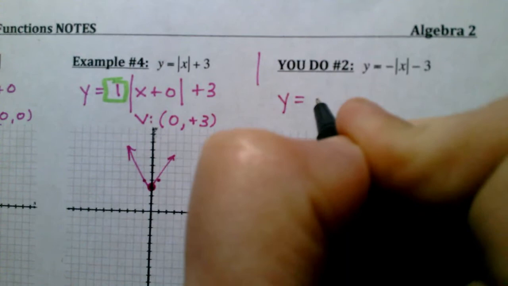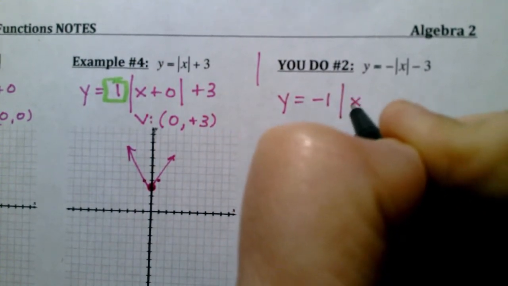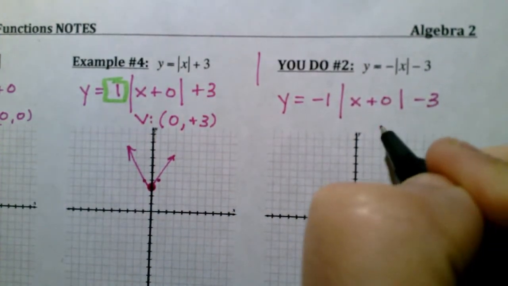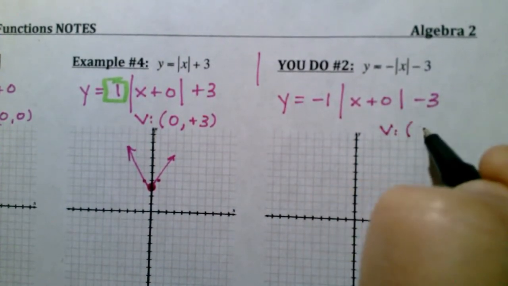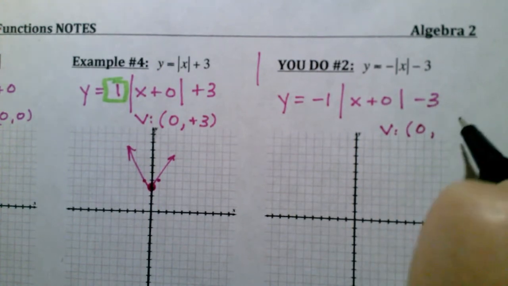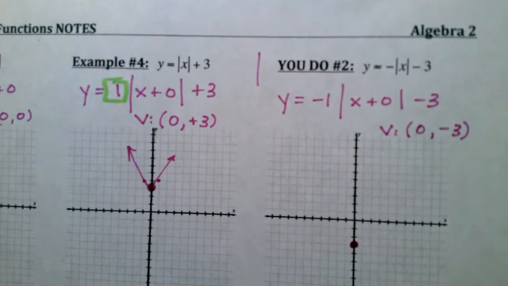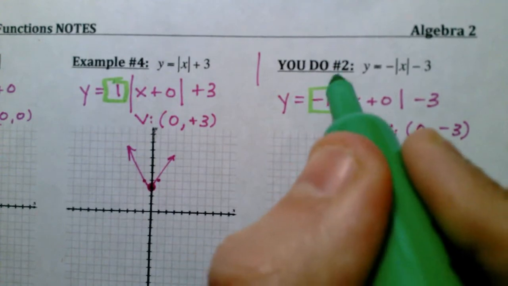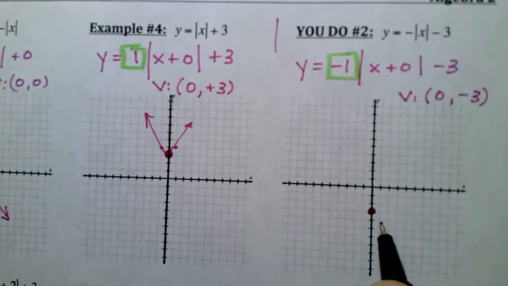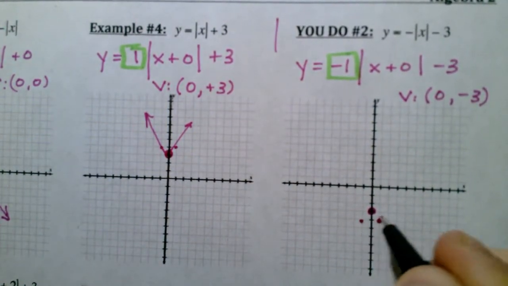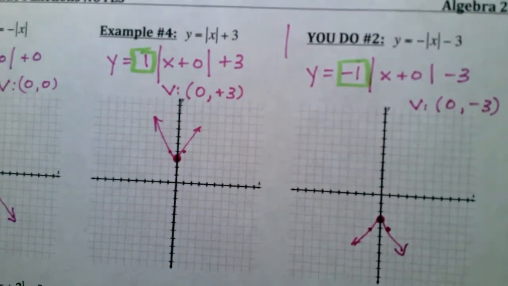Y equals negative 1, x plus 0 minus 3. Vertex, this is the opposite of 0, which is 0. Negative 3 stays the same. Big dot for the vertex. My slope is negative 1. So I'm going to go down 1 over 1, which also shows me my V opens downward. Mirror image here. Draw.